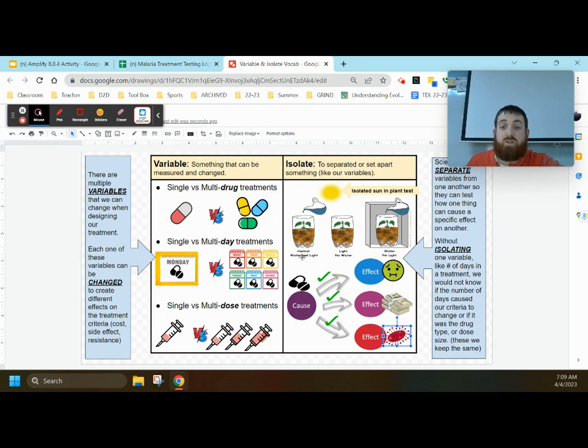But when we mix and do not isolate variables, so when we have single and multi day treatments, single and multi dose treatments, and single and multi drugs within our overall treatment options, now we can't identify: was it the drug? Was it the number of days? Was it the size of the dose? So we're isolating these variables so we can see the specific effects.